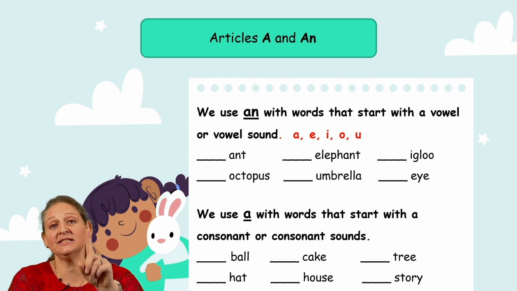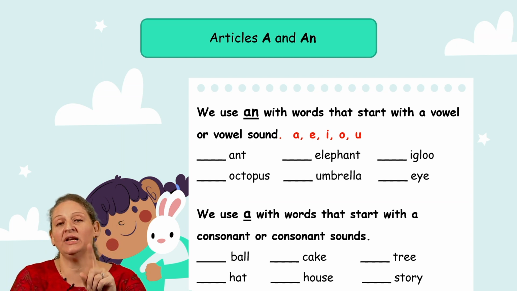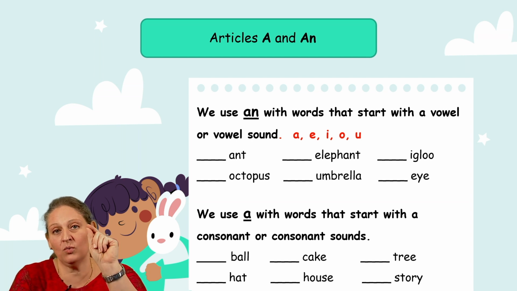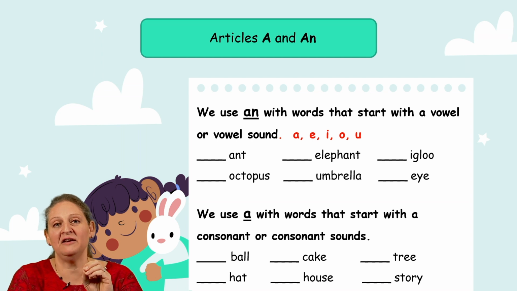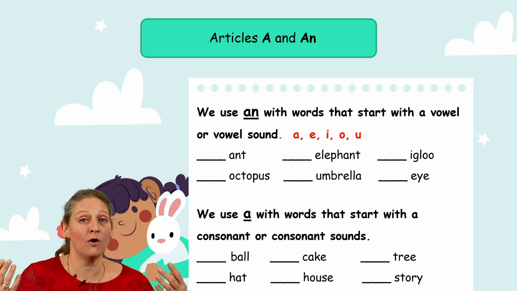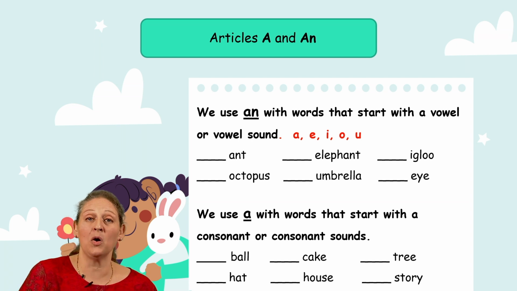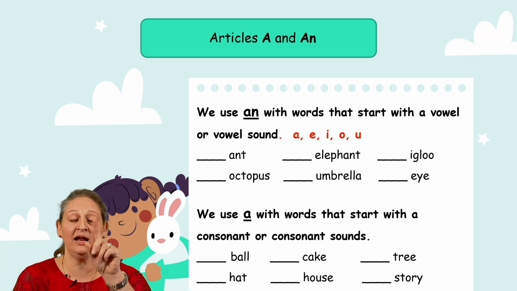A and an tell us that there is one of something, only one. If you say an ant, that means there is only one. An octopus, that means there is only one. A ball means there is only one. If we say a or an in front of a noun, it means there is only one. If you have 3, 4, 5, or even 2, you should not use a or an. So I could say one ant or an ant. It means the same thing. So we use a and an to show that there is only one.